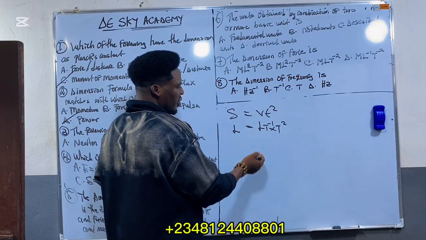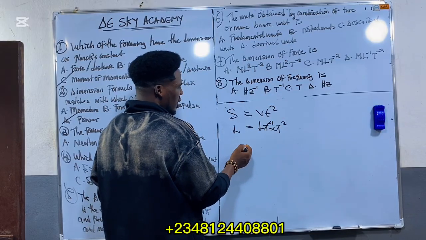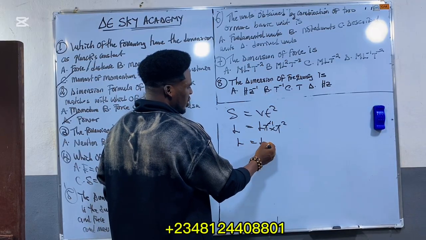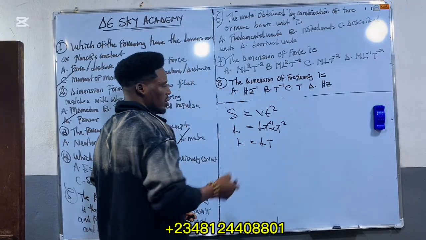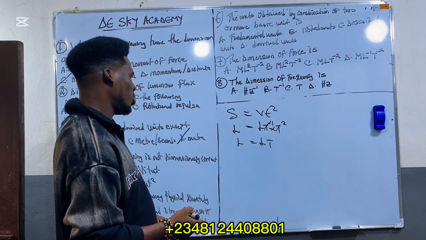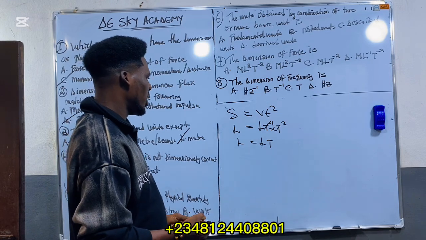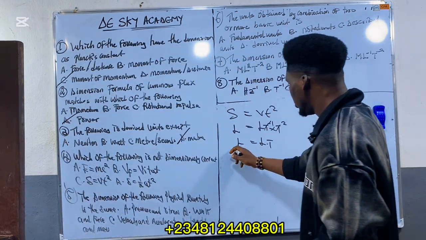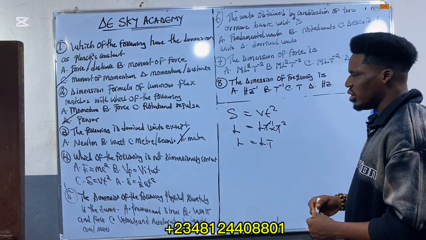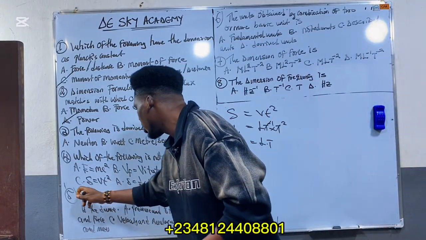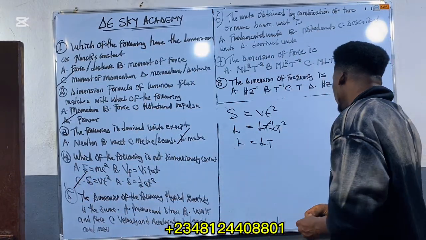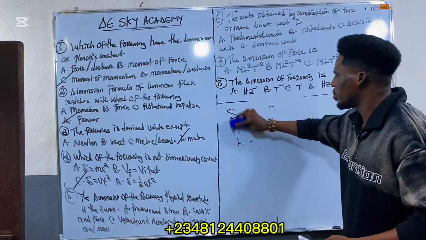So what am I going to have? One T will cancel this. I'll have that L is equal to LT. So I'm going to have 1 over LT. So this and this, are they the same? No, they are not the same. That means option C is the correct answer. So there's no need for us to move to option D.